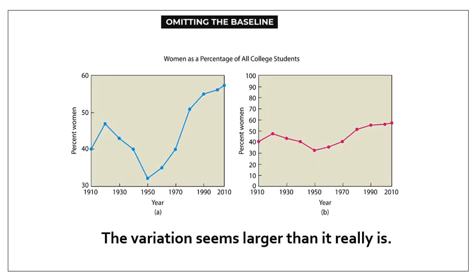Here's another example of misleading graphs. These graphs represent women as a percentage of all college students. With the graph on the left, it looks like there was this huge dip in the percentage of female students in the 1950s, and then a big increase. But if you were to look at that on a scale of 0 to 100, you can see there is a dip, but it's not near as dramatic as what it appears to be on the graph on the left.